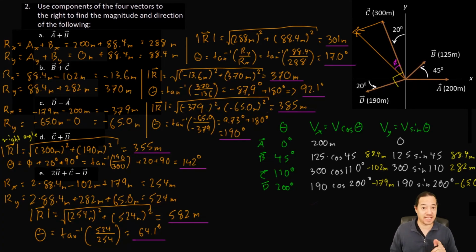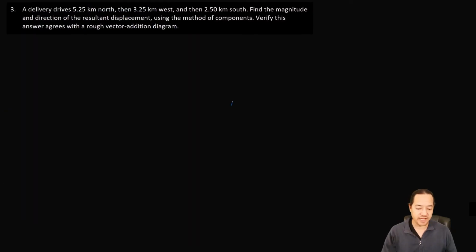All right. Let's look at the last problem, question 3. Okay, for our final problem here, we have a delivery driver that drives 5.25 kilometers north, then 3.25 kilometers west, and then 2.5 kilometers south. We need to find the magnitude and direction of the resulting displacement using the method of components. Verify this answer agrees with a rough vector addition diagram. So we'll just check it afterwards with a graphic to see if it makes sense.